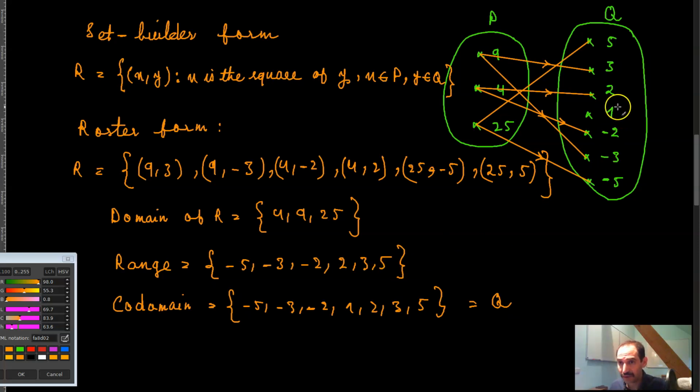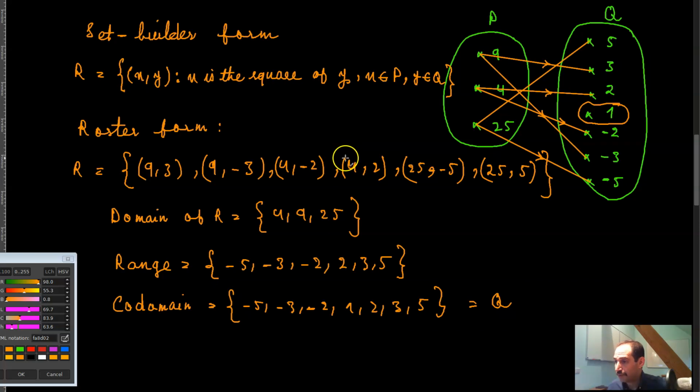And of course you can see that this element here is not related to any element in the set P. In the set P, it's not related to any of the elements here. So, meaning that it's not been mapped to in any way, but all of the other elements have been mapped to. And the set Q is the codomain of this relation. So that's basically another example.